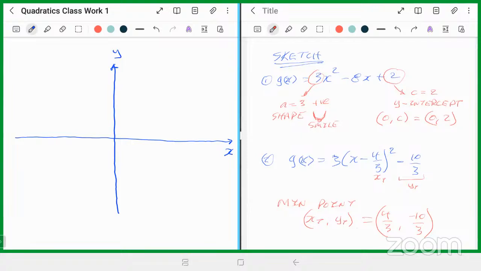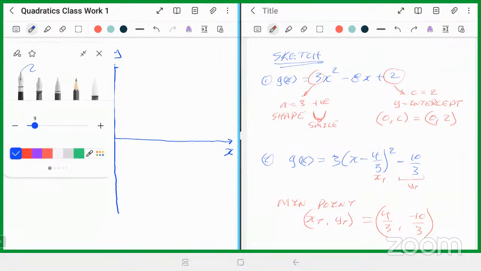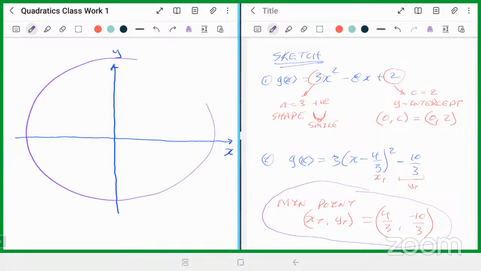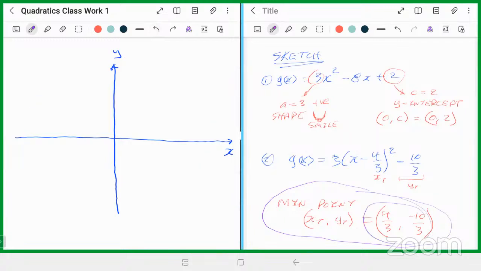All right, so we know that it has a smile shape. But we can't just draw any random smile anywhere, though we know that it's going to be shaped like that. So the first question is, where does it turn? It turns at this point. This is where the graph turns. So the question is, where on this graph would this point be?